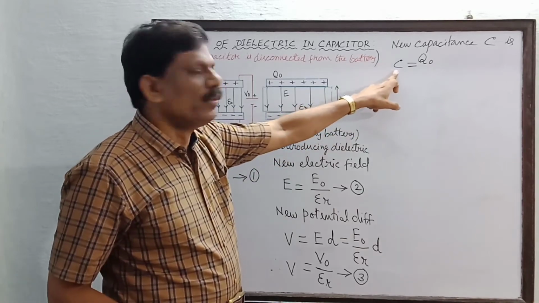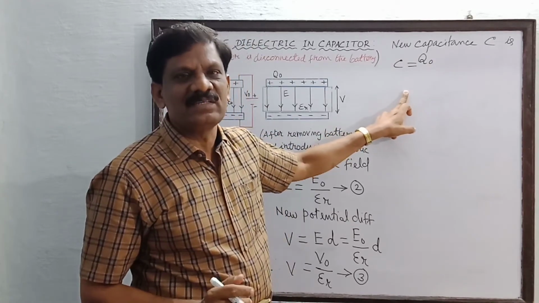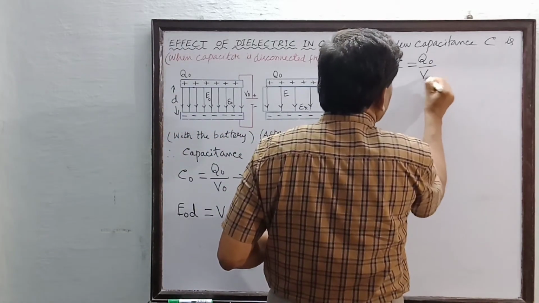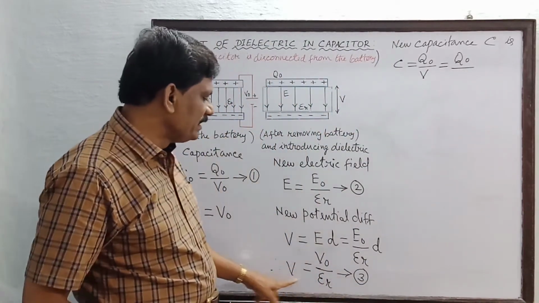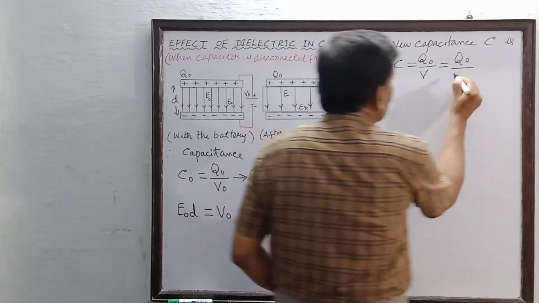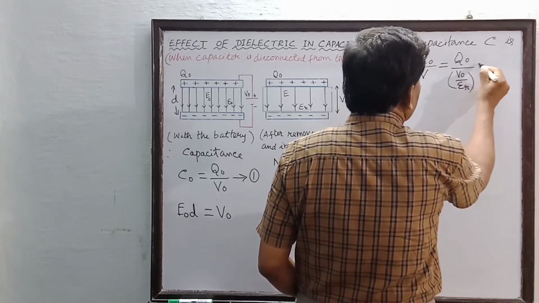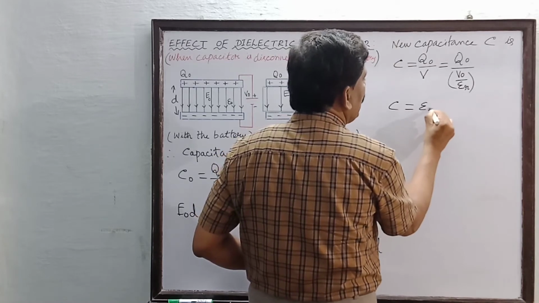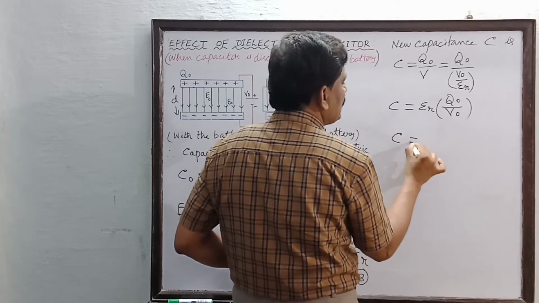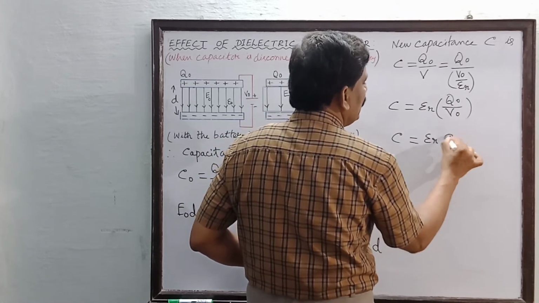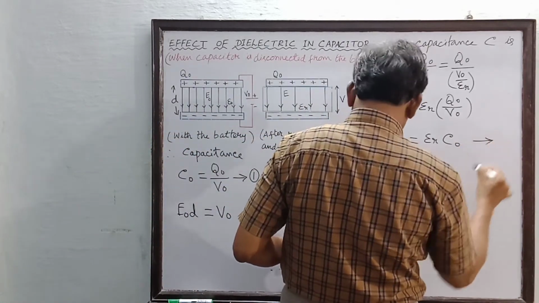Q naught will be the same, but the potential difference is changing. Therefore, now the new capacitance is equal to the original quantity of charge divided by the new potential difference, that is V. So this is equal to Q naught divided by the new potential difference. V is equal to what? V naught divided by epsilon R. So in the denominator it is V naught divided by epsilon R. So rewriting this, C is now equal to epsilon R times Q naught by V naught, or C is now equal to epsilon R times C naught. See here, this is another important equation. So this is equation number 4.